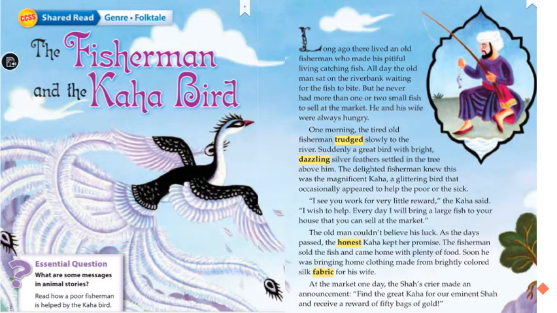Our lesson is the fisherman and the kaha bird, and the genre of the lesson is folktale. Let's start by reading the lesson.